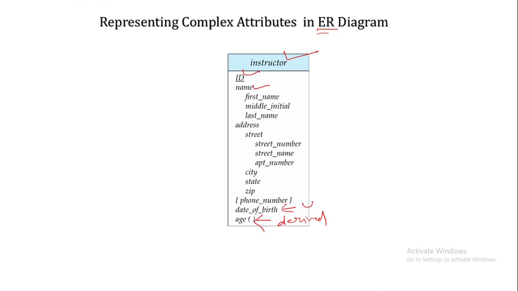Date of birth is very unique. ID is also. Date of birth can have multiple; a different person can have the same date of birth. And a person can have multiple phone numbers. So this is how exactly we are going to represent the attributes using your ER diagram.